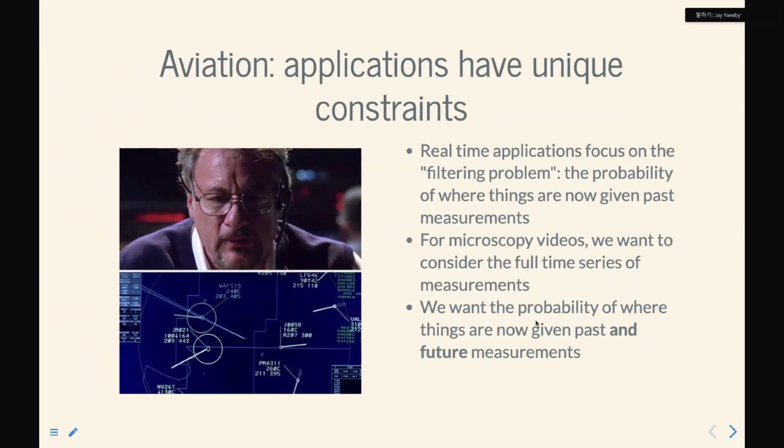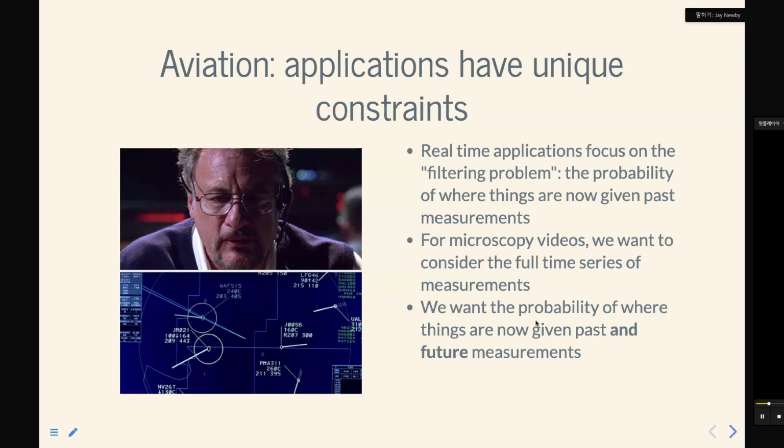Does anybody know where this comes from? Breaking Bad, any fans of the show Breaking Bad? It's the famous scene where the airplane crashes, and he's the, what do they call them? Traffic controller.